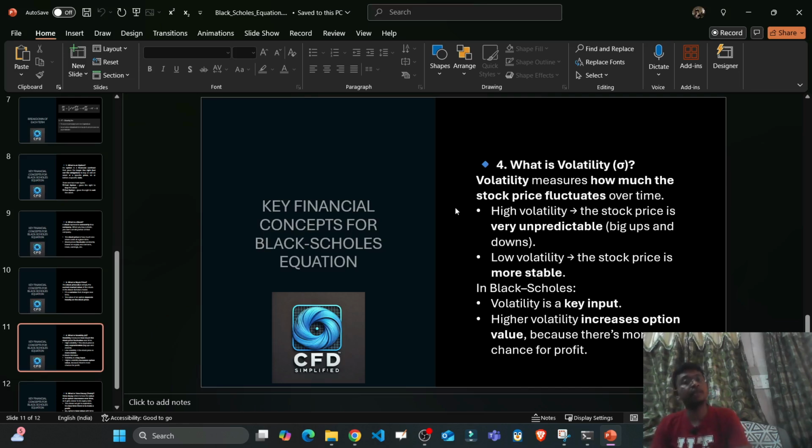Higher volatility increases option value because there is more chance for profit. But you have to be an opportunity grabber basically. You can grab the opportunity as soon as you see that it is increasing, because if a stock is highly volatile, there's a very high chance that after some hours it is going to decrease. So you have to deal with it by experience, specifically in the share market.